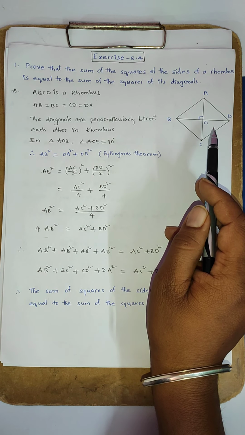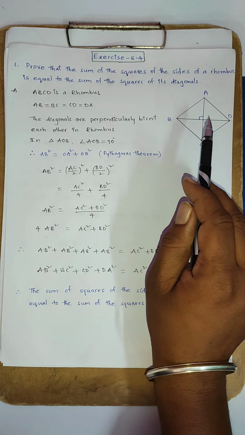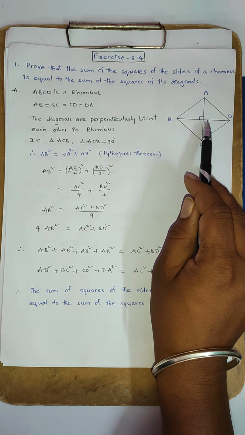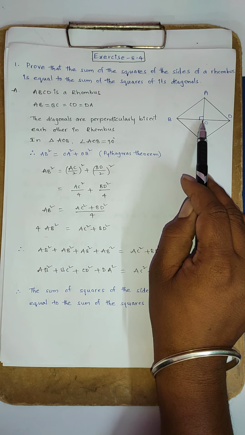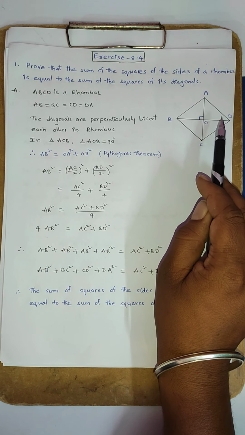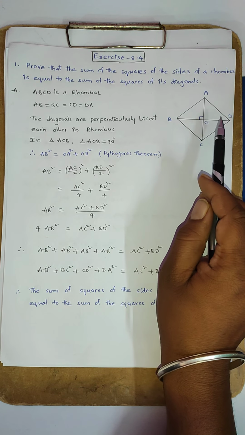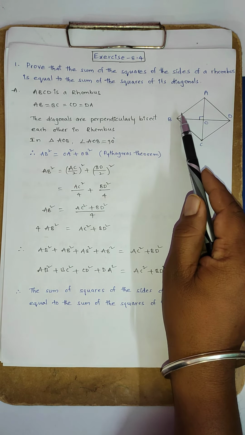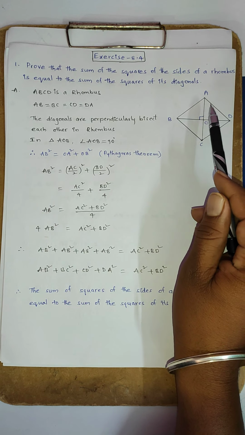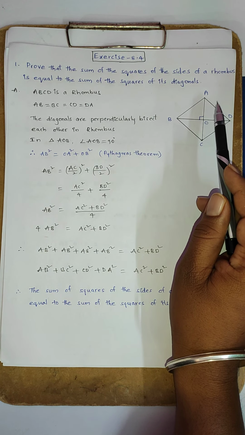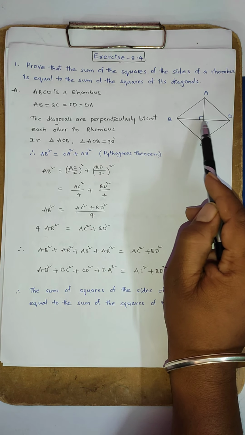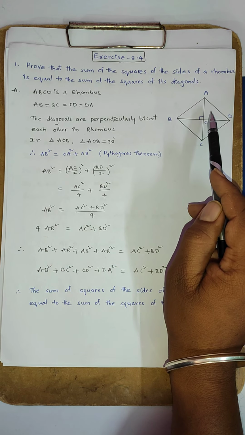All these are sides of a rhombus. Properties of a rhombus: all sides are equal and the diagonals bisect each other. Where the two diagonals intersect, they divide each other into two parts, and these two parts are equal in length. The question is: the sum of the squares of all four sides is equal to the sum of the squares of the two diagonals. We need to show this.